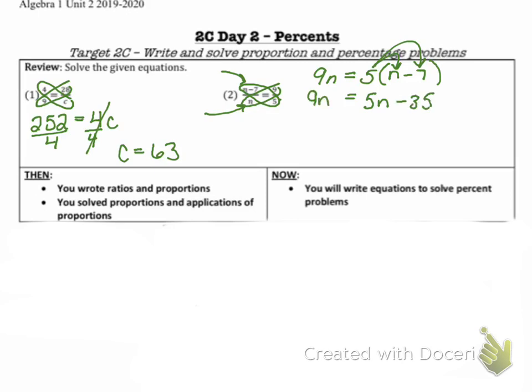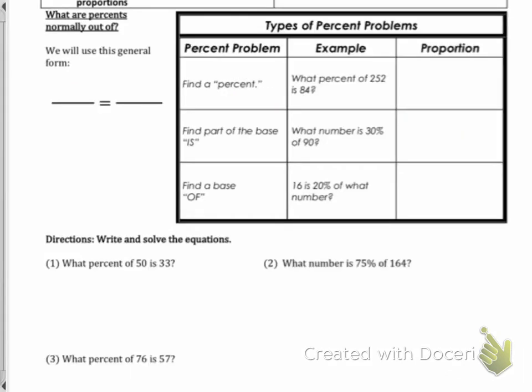Bring down the 9n. Now I want to get my variables to one side, so I'll subtract 5n over here. Subtract 5n, and so that gives me 4n is equal to, making sure not to drop the negative in front of the 35, so negative 35. And then negative 35 divided by 4 will give me negative 8.75. All right, so there's your quick recap on proportions.